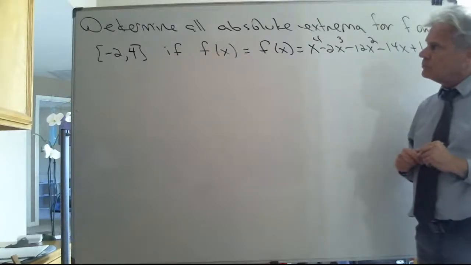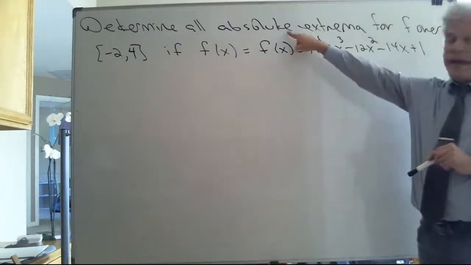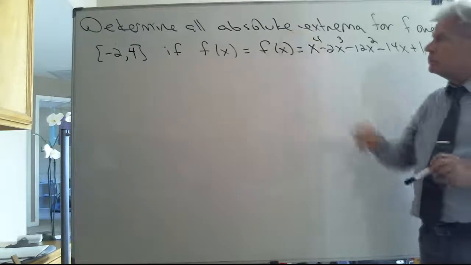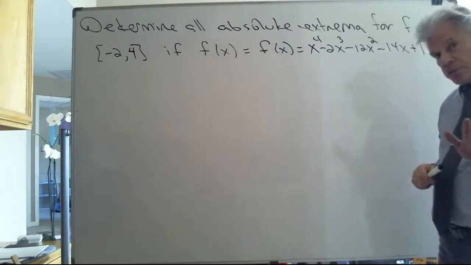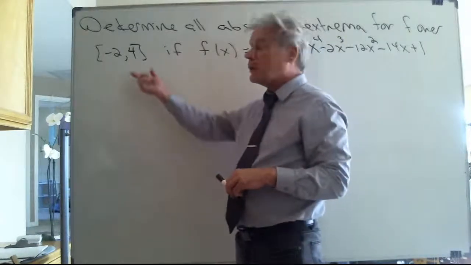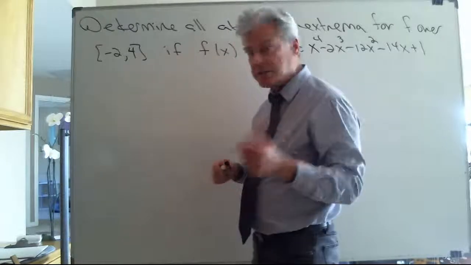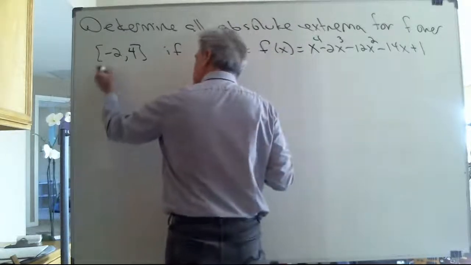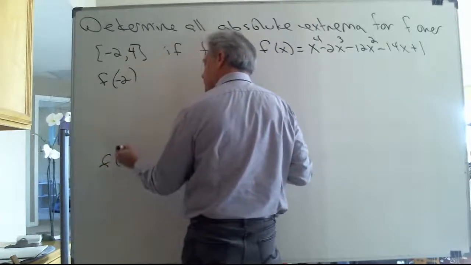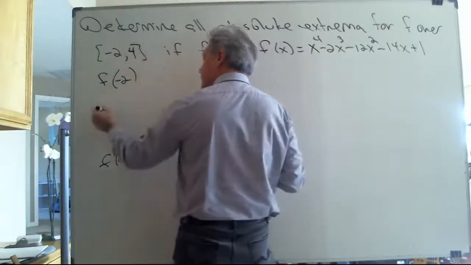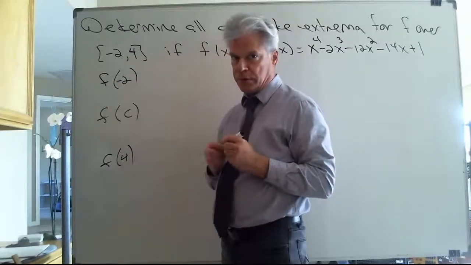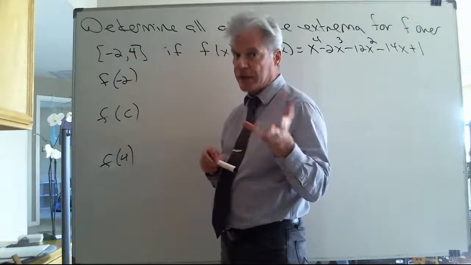There's my question. Look at the difference in the adjective I'm using. This is absolute, not relative, not local. To answer this question, that is to say, to identify absolute extrema for function f over a closed interval, here's my tactic. I take my function f evaluated at the left endpoint, take my function f evaluated at the right endpoint, and take that function f and evaluate it at any critical number that lives strictly between these two endpoints. That's always going to be my approach for finding absolute extrema.